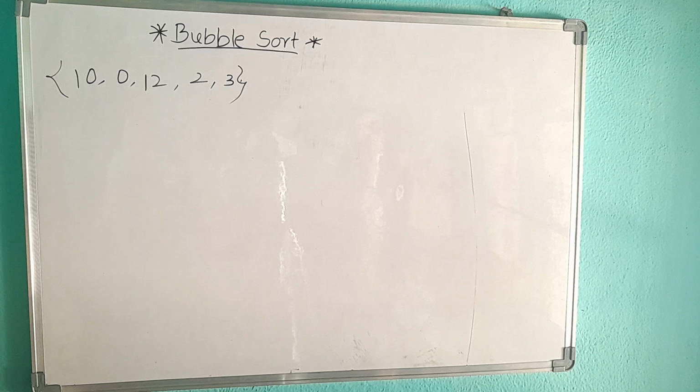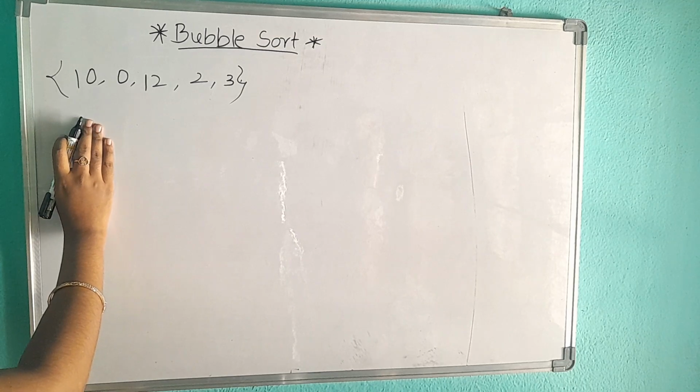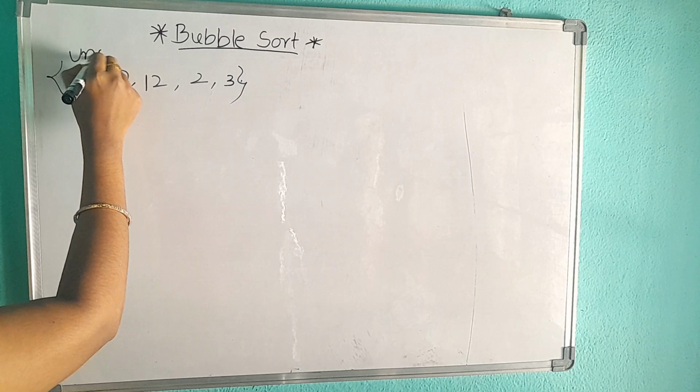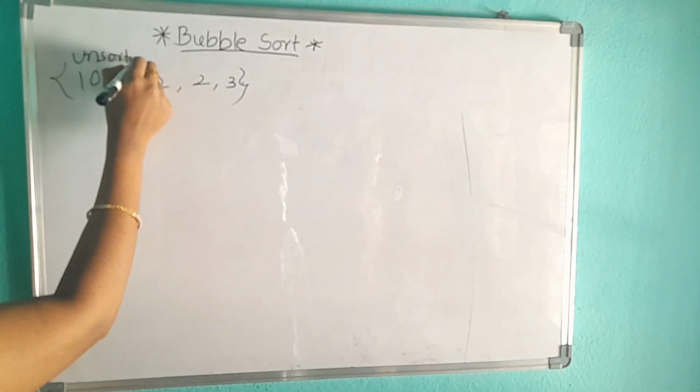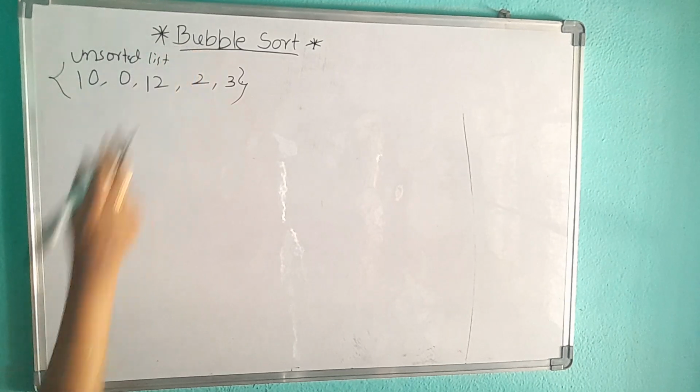Today we are going to learn about bubble sort. We will learn it by example. For example, this is a list. This is an unsorted list. We have to sort this list by using the bubble sort algorithm.